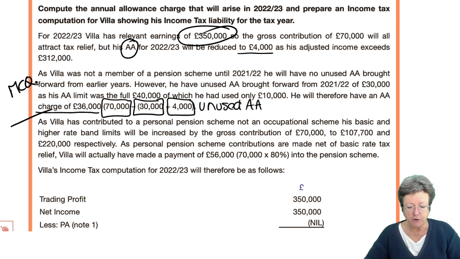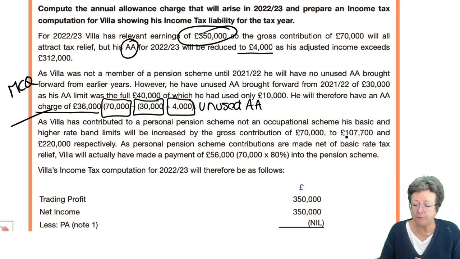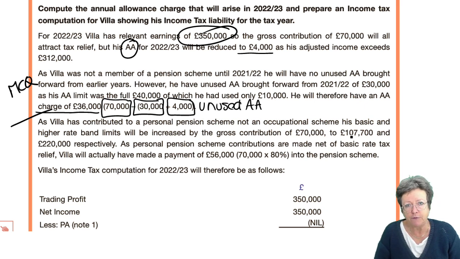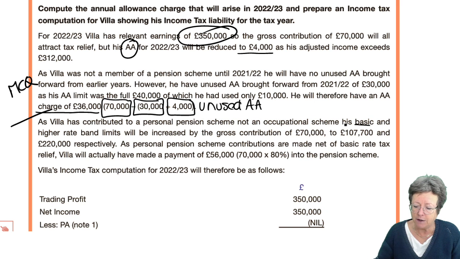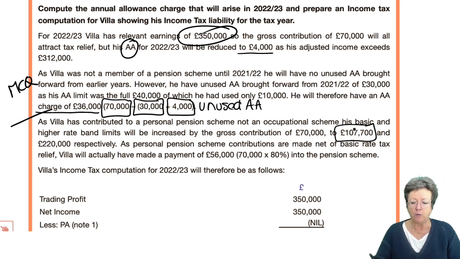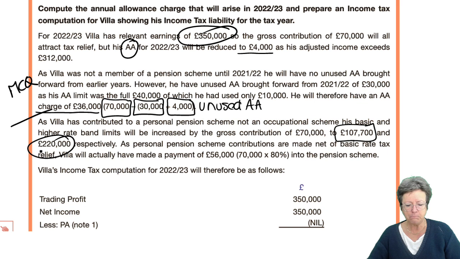Now, as he contributed to a personal pension scheme, not an occupational scheme, his basic rate and higher rate bands will be increased by the gross contribution. So they will be increased from 37,700 to 107,700. That's the basic rate band, so he only pays basic rate on income up to that. And then 220, which is 150 plus the 70. So that's the second thing we need to do. As pension contributions are made net of tax, the actual payment he made into the scheme was only 56,000. The balance would have been the tax.